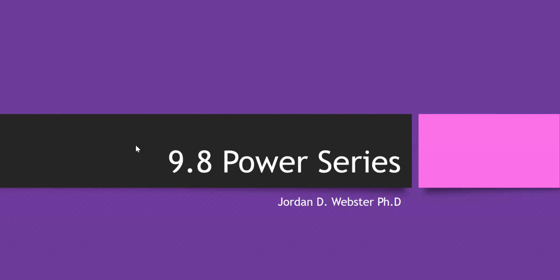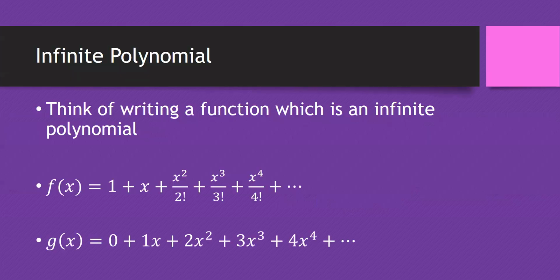In section 9.8, we're going to look at power series. Specifically, what we're going to be viewing in this section is how we can write a function as an infinite polynomial. We just got done with writing functions and approximating them with polynomials of degree 4s and 5s and 3s. That was approximating with Taylor polynomials. So we're going to look at how a function can be written as an infinite polynomial.